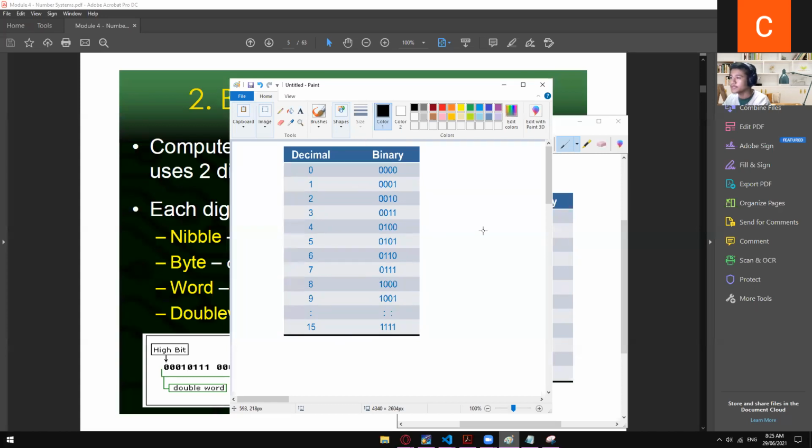Okay, so if you need 3, you have to activate the 2 and 1. So it's 0, 0, 1, 1. Again, this one is represented by 1 and this one is represented by 2. So 2 plus 1 is 3.